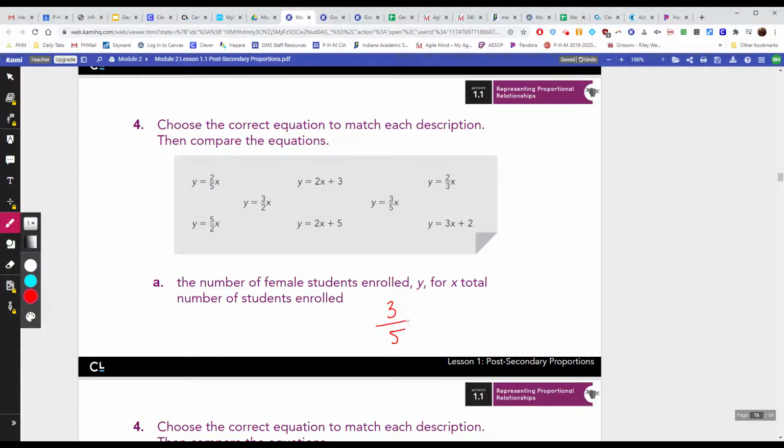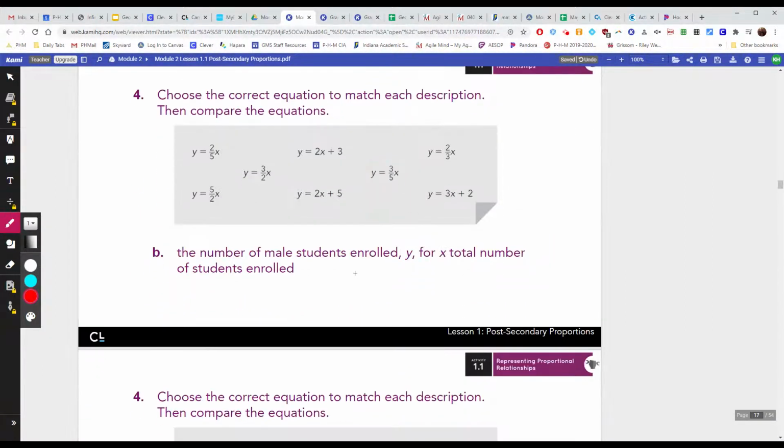So if you just look at all these equations, I think that knowing that ratio is helpful. Look at these equations. This one sticks out to me because it has that same ratio in it. So this is actually the equation that matches this description. For part B, the number of male students enrolled to the total. Well, male students to total we saw was 2 to 5. So again, looking through these equations, I see this one right here has that ratio in it.